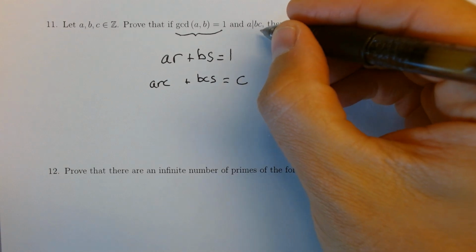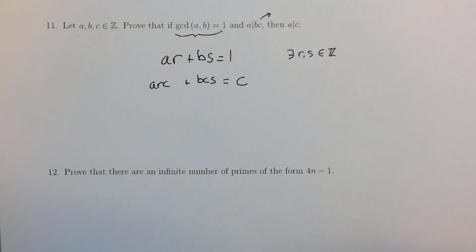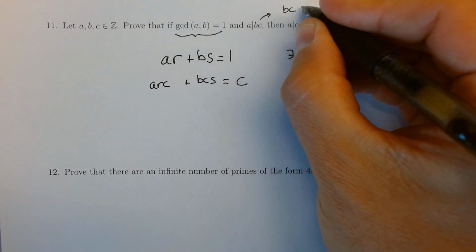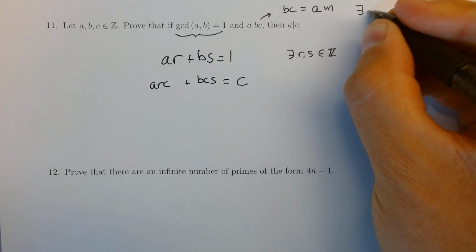Now we are also assuming that a divides bc, so what does that tell us? Well, that means bc is some multiple of a, so a times some m for some integer.